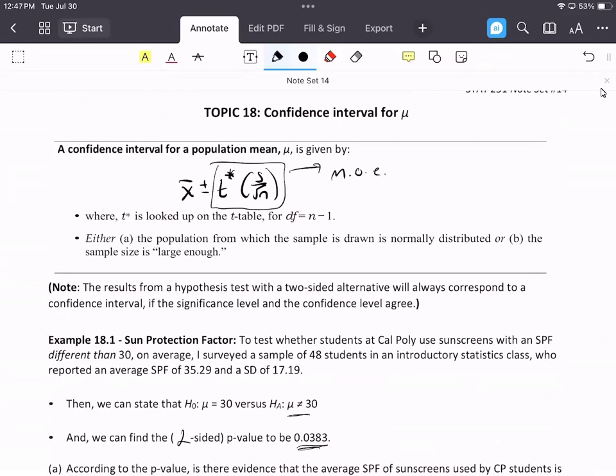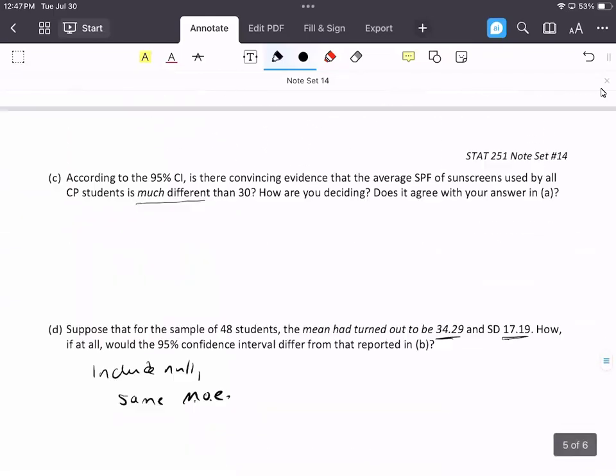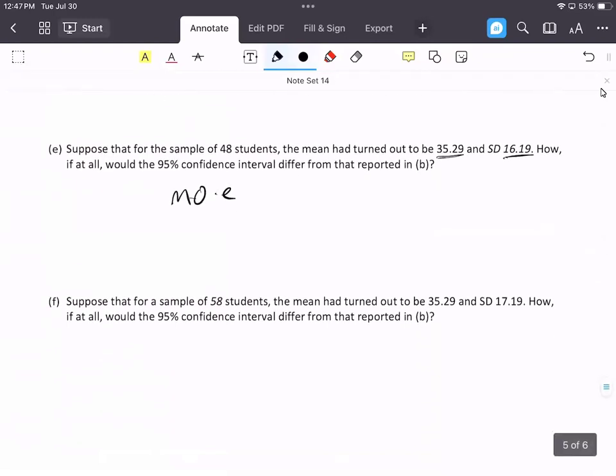Does that change if our standard deviation is 16.19? And the answer is yes, it absolutely would. So instead of being 17.19, it would be 16.19. So if we have a smaller number up there, what's going to happen to this margin of error? Is it going to get larger or smaller? Well, let's think about it. S went down, so my margin of error is going to go down. All right, there's less variability as S decreased. So overall, what's going to happen is that confidence interval is going to be narrower. If you're struggling to see that, work through the numbers.